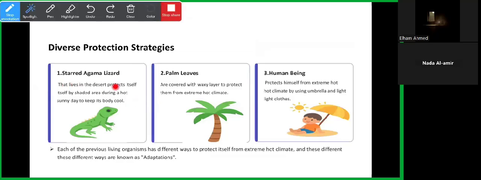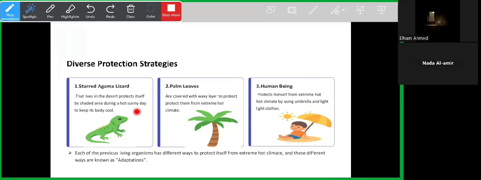Starred agama lizard. The starred agama lizard that lives in the desert protects itself by finding a shaded area. So, as you said, it hides under rocks. So the lizard starts searching for a shaded area to protect itself from the sunny day to keep its body cool.